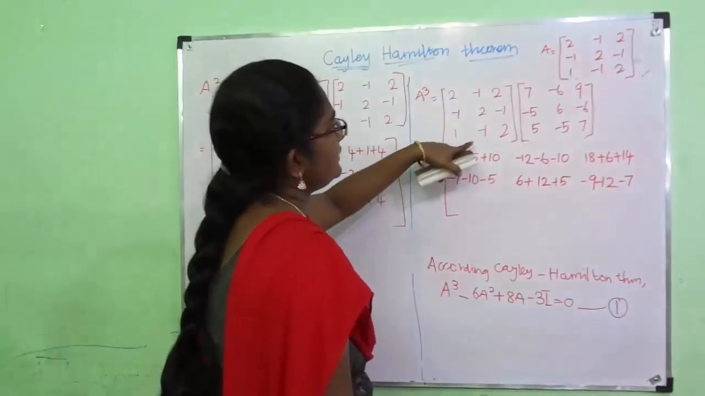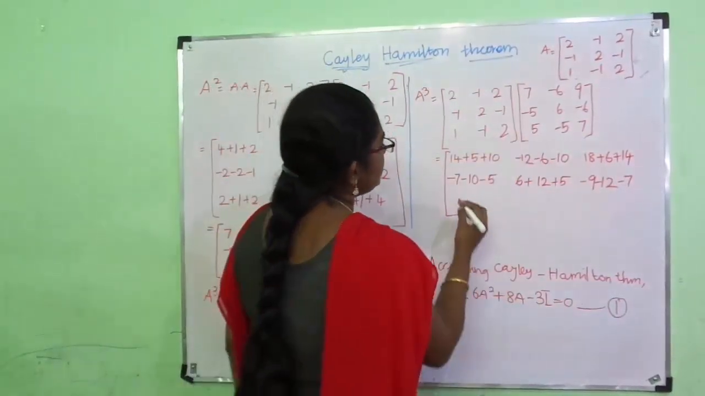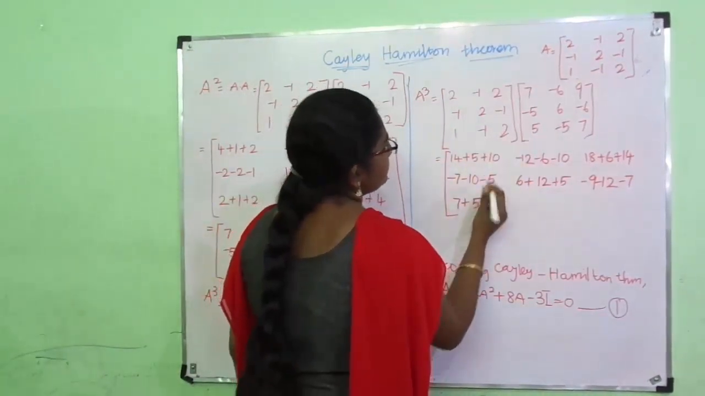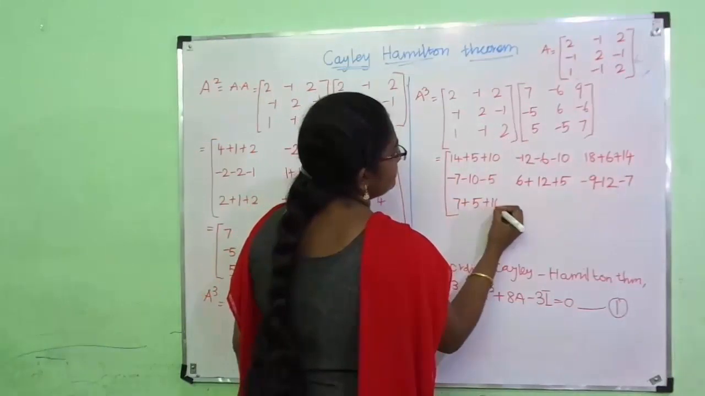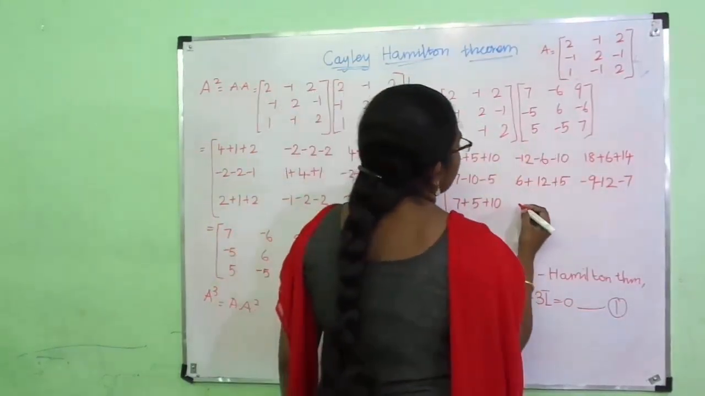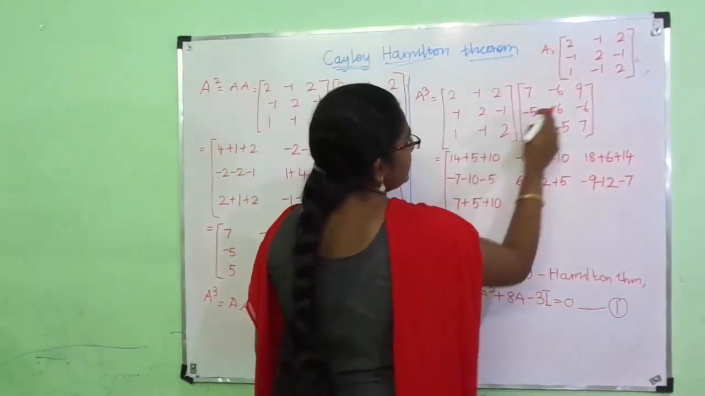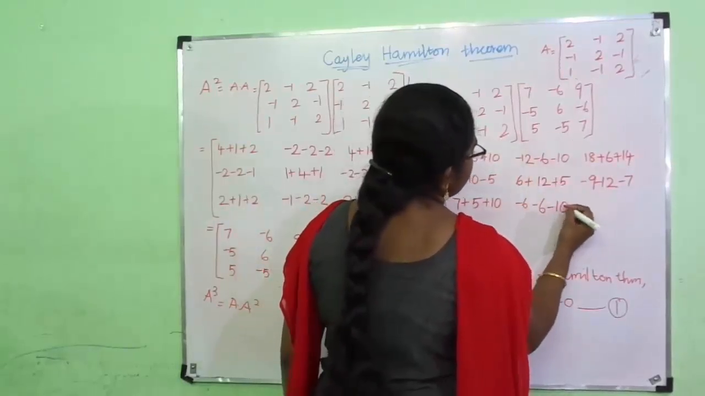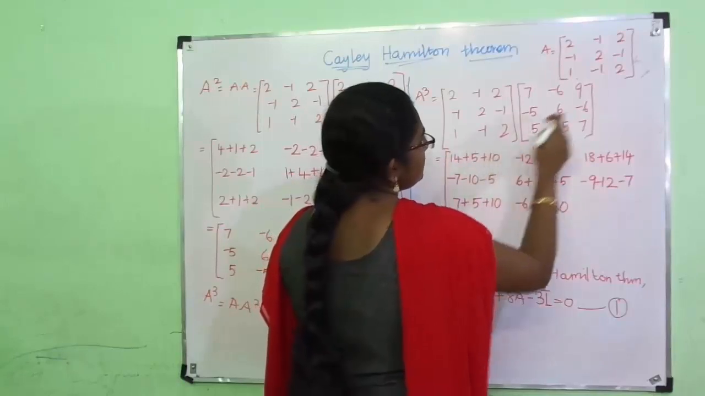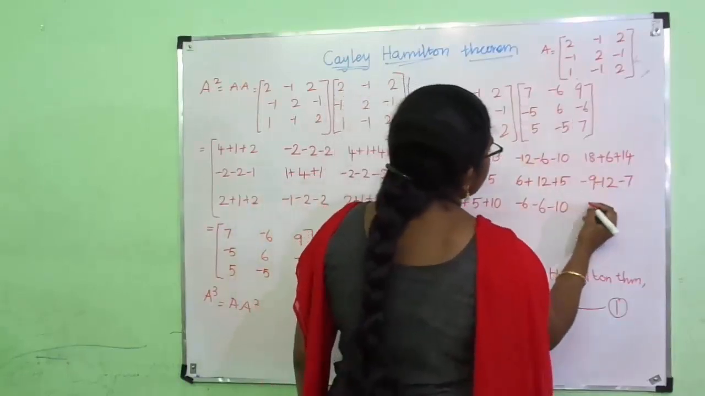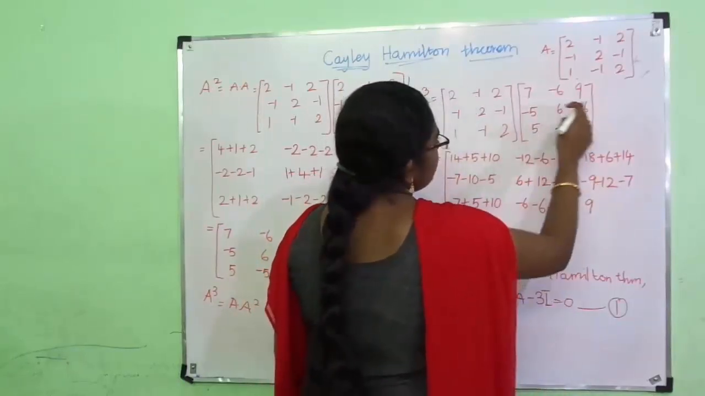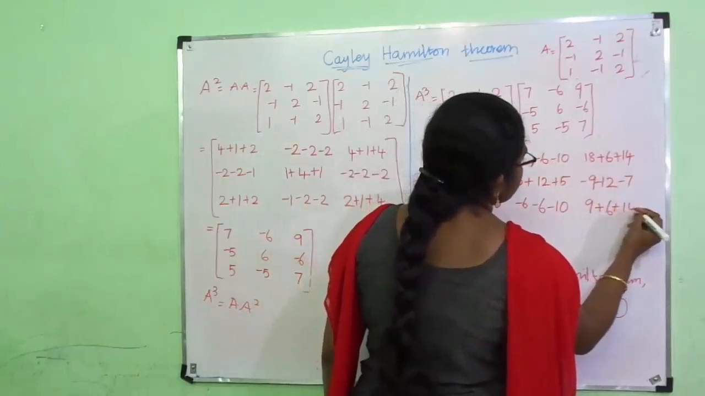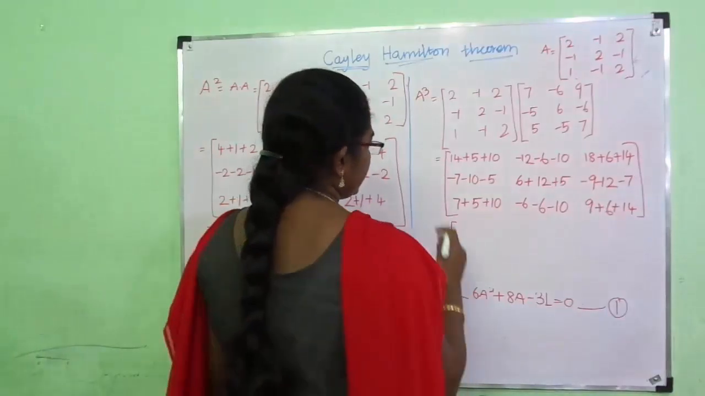Next we are going to multiply the third row and the first column: 1 into 7 you get 7, minus 1 into minus 5 you get plus 5, 2 into 5 you get 10. The third row and the second column: 1 into minus 6, minus 1 into minus 6, 2 into 5 you get minus 10. Then third row and the third column: 1 into 9 is 9, minus 1 into minus 6 plus 6, 2 into 7 you get 14. Next step we are going to add and write.